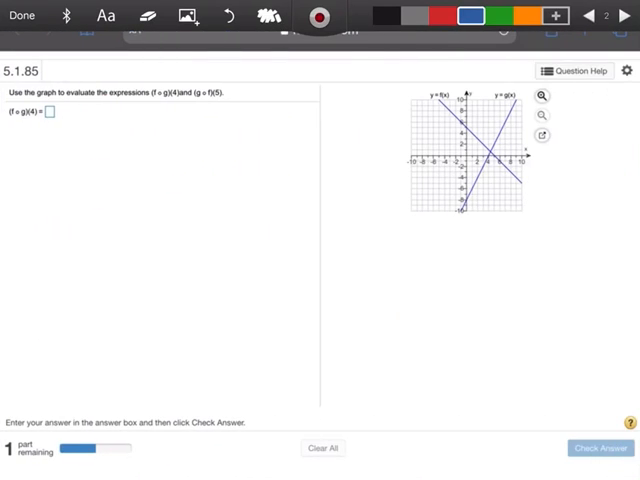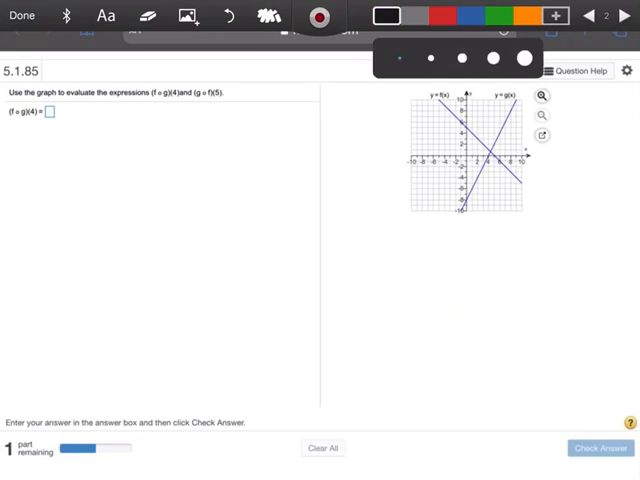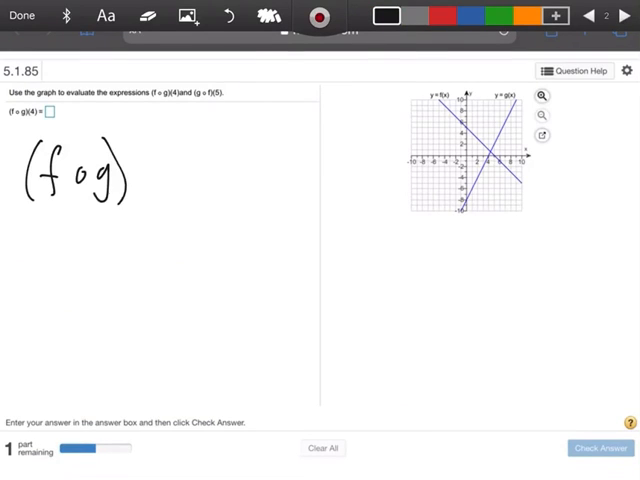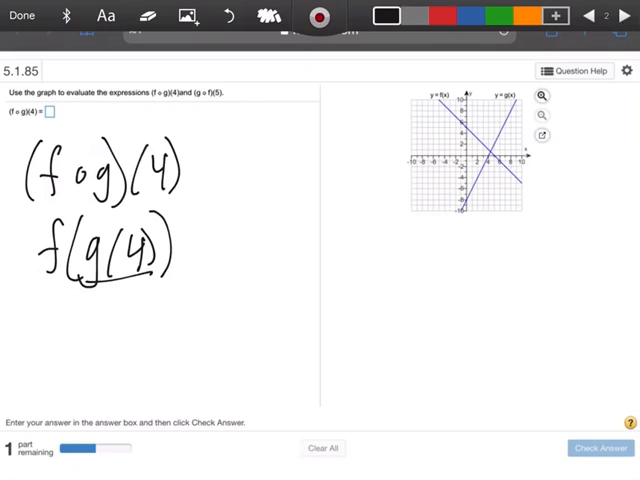And then the second question we had was this one here. It says, use the graph to evaluate the expressions f composed with g of 4. And there's another one. Let's do the first one. So we're trying to find f composed with g of 4. That means I need to find f of g of 4. So to find g of 4, so g of 4 is this line right here.